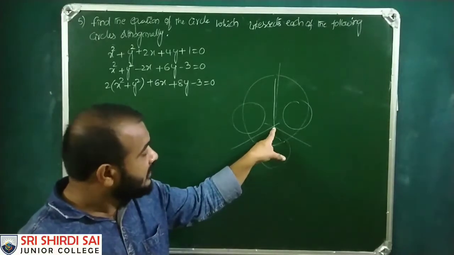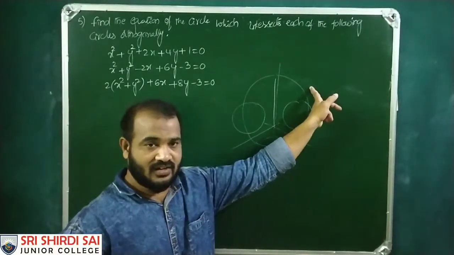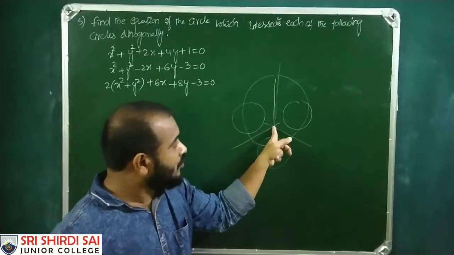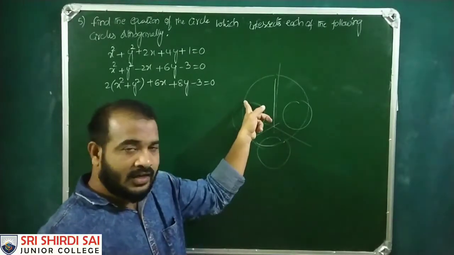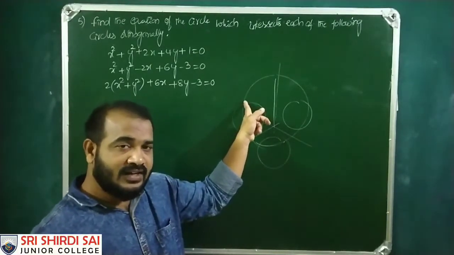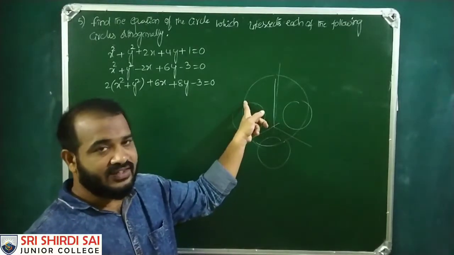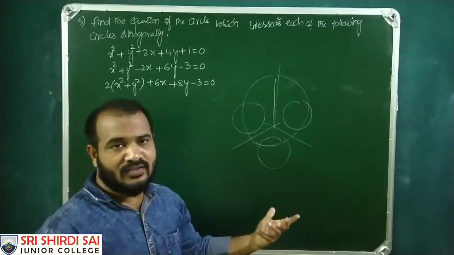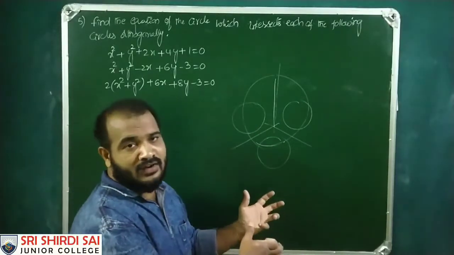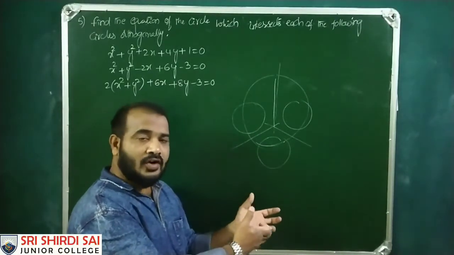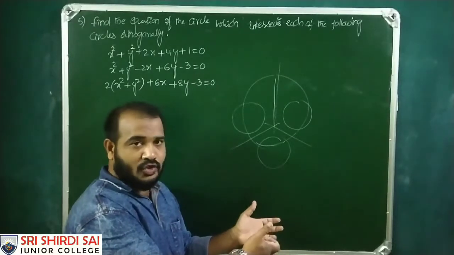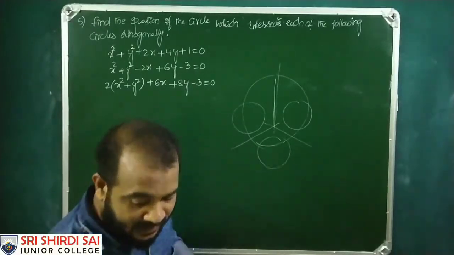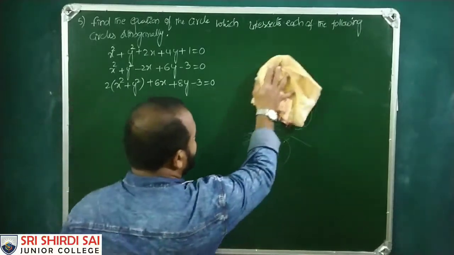But this is the center of the required circle. From this to any circle, if you find the length of the tangent, you will be getting the radius. H comma k is the center I have, and the radius, so you will get. This process we will discuss after a short while. So at present, let us use the common method itself.